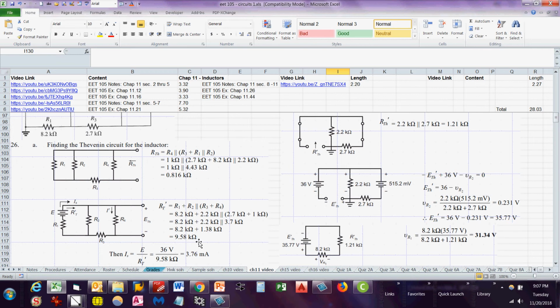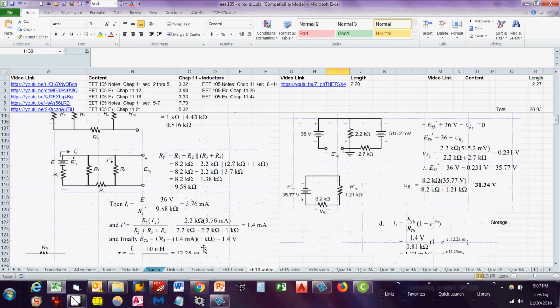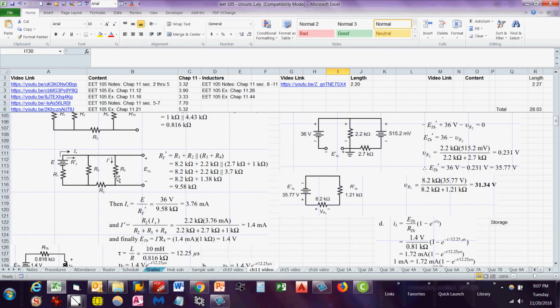to 9.58 kiloohms. IS equals E divided by R, they're calling it RT prime. 36 divided by 9.58 kiloohms, 3.76 milliamps. And then I prime is the current going through this leg. So we need our old buddy, the current divider. IS is coming in. And then I prime is going through R4 and R3 right as shown here.